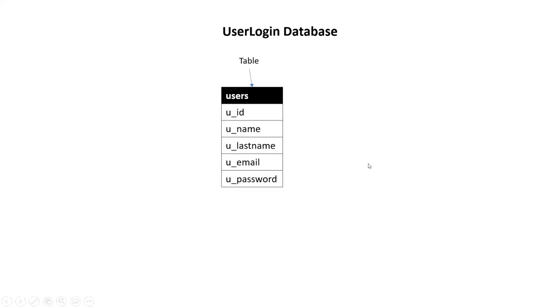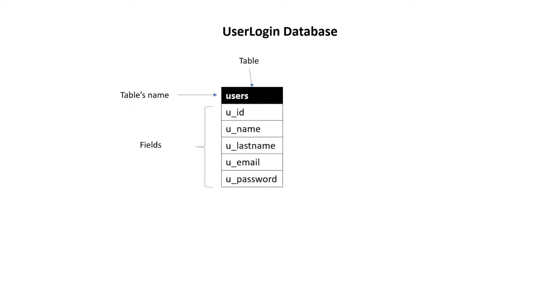So, the first step is to design the database called user login. The design of our database for this tutorial will only have a single table, and this table contains fields. Fields are also called columns. Our table name is users, and fields are UID, uname, ulast name, uemail, and upassword. In this way, every user that we add to our database will have this data.